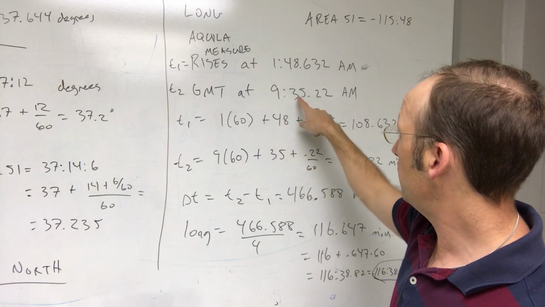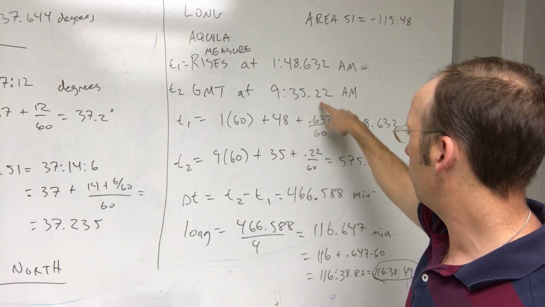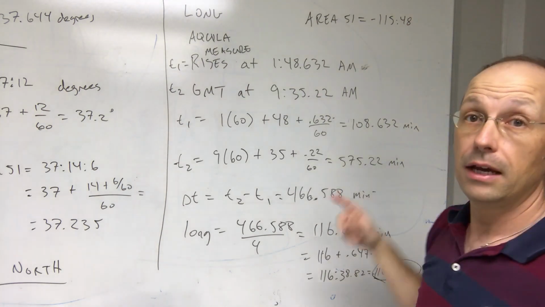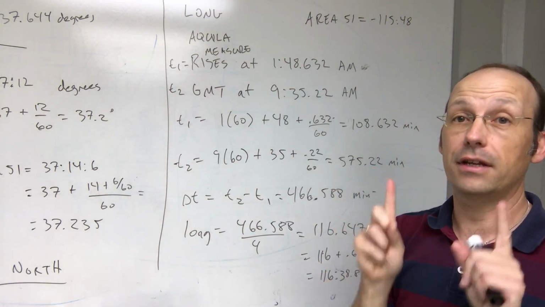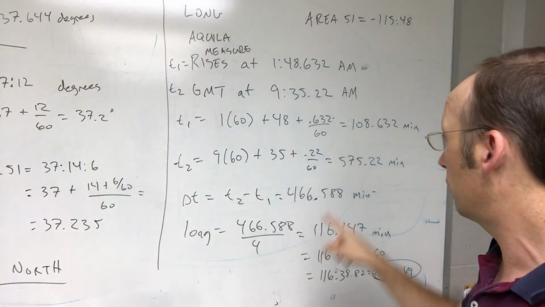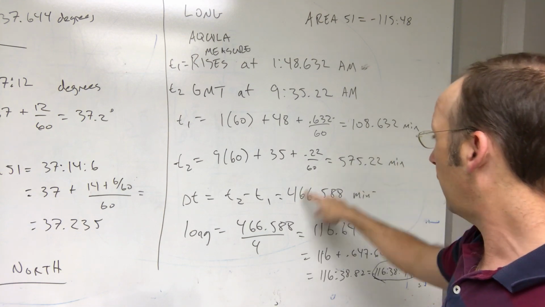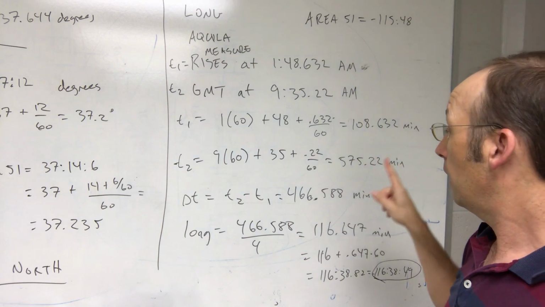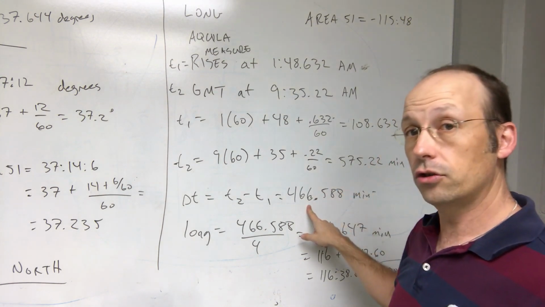Now I need to do the same thing for this one. 9 times 60 plus 35 plus 0.22 divided by 60, I get 575.22 minutes. Now I need the difference in those times, because the difference in the time tells me my longitude. So I take this minus that, and I get 466.588 minutes. That is my longitude in minutes.